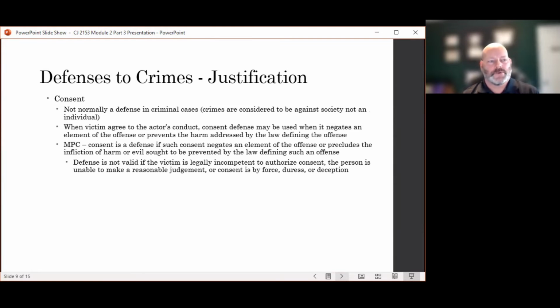Under the Model Penal Code, consent is a defense if such consent negates an element of the offense or precludes the infliction of harm or evil sought to be prevented by the law defining such an offense. The defense is not valid if the victim is legally incompetent to authorize consent, the person is unable to make a reasonable judgment, or consent is by force, duress, or deception.